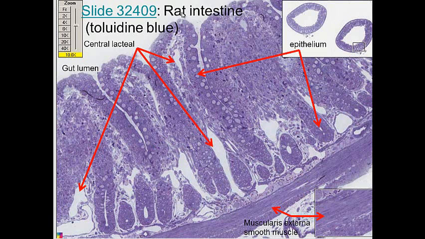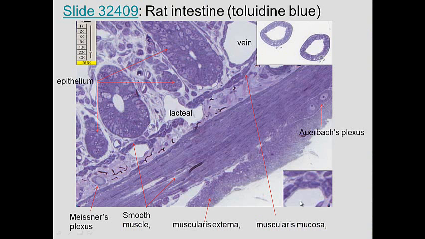If we look at rat intestine, we can see the mucosa there, which is epithelium plus lamina propria, the connective tissue, all the way to the muscularis mucosa. There's muscularis mucosa and a muscularis externa. Both of those are smooth muscle. If we look at those a little closer, smooth muscle of the muscularis mucosa and the muscularis externa, we can even see the submucosal plexus that regulates the contraction of the muscularis mucosa and the Auerbach's plexus.